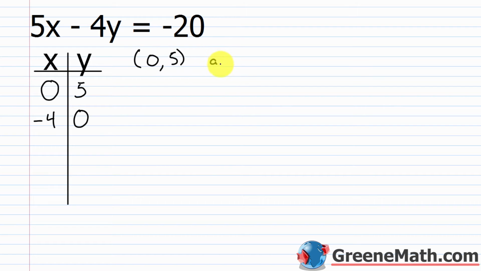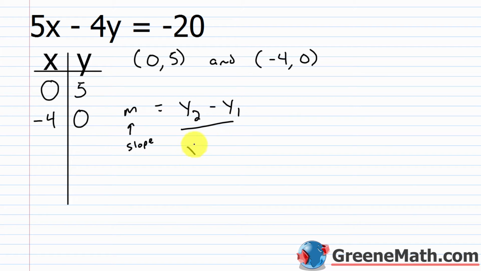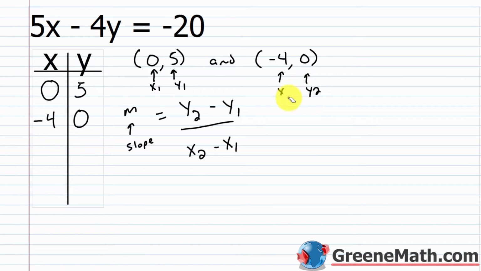And the other is negative 4, 0. But now I need to plug these into the slope formula. So remember m, which is the slope, is equal to y sub 2 minus y sub 1 over x sub 2 minus x sub 1. All right, so let's label this one as x sub 1, y sub 1. Let's label this one as x sub 2, y sub 2. And let's see what happens when we plug in.